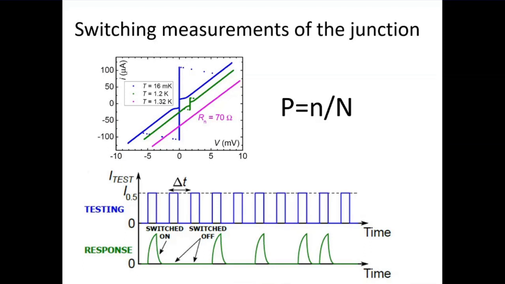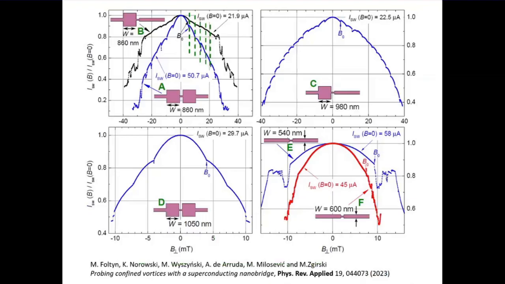And this probability is defined by the number of times the junction switched divided by the total number of pulses that were used to test the junction. And this is how we can now talk about switching current as the one corresponding to half switching probability. So this is the basics of the switching protocol, and we can measure with this method.